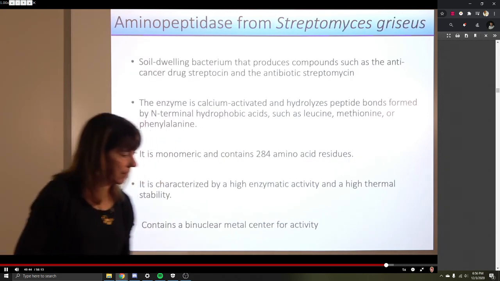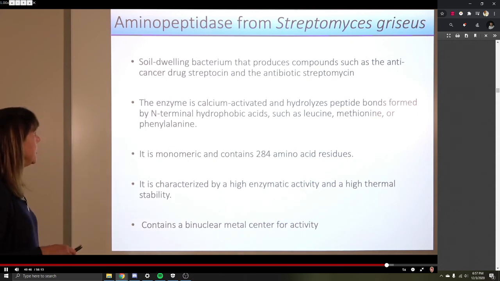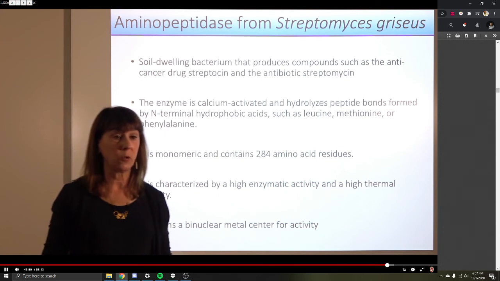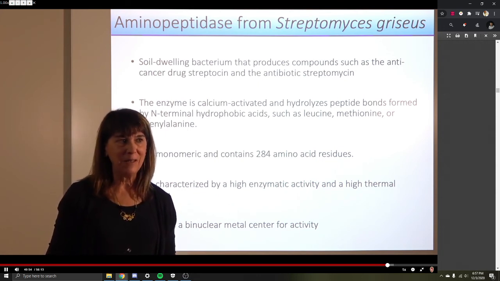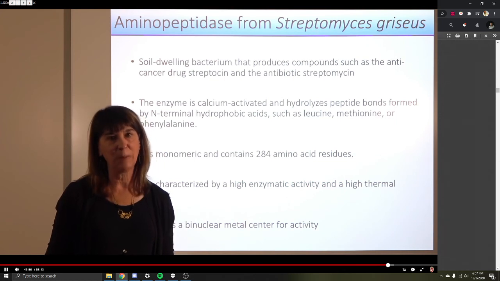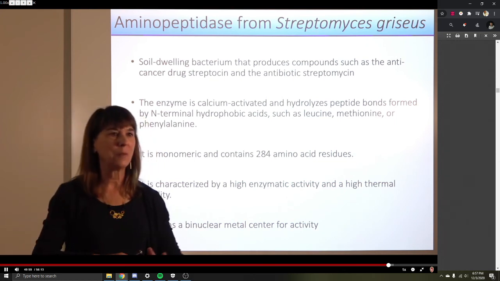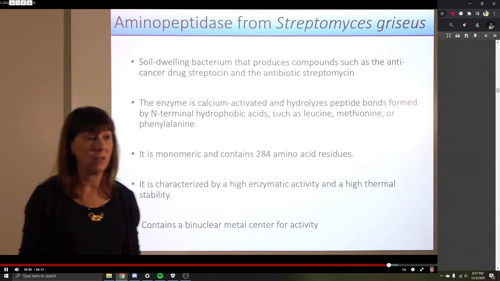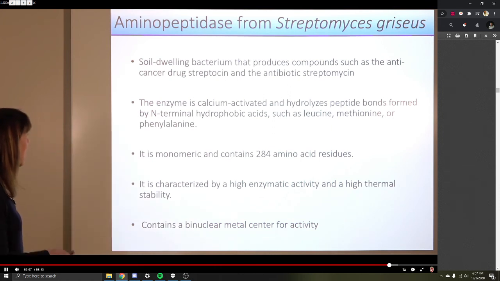So we'll talk a little bit about this aminopeptidase from Streptomyces. As I told you, Streptomyces are gram-positive bacteria. They're soil-dwelling. Again, when it hasn't rained for a while, and then it rains, it smells like soil, it's Streptomyces. And these organisms make such an array of natural products. And there are so many out there we have not discovered. That's what's so exciting. So they make, for example, the antibiotic streptomycin and the anti-cancer drug streptozocin.